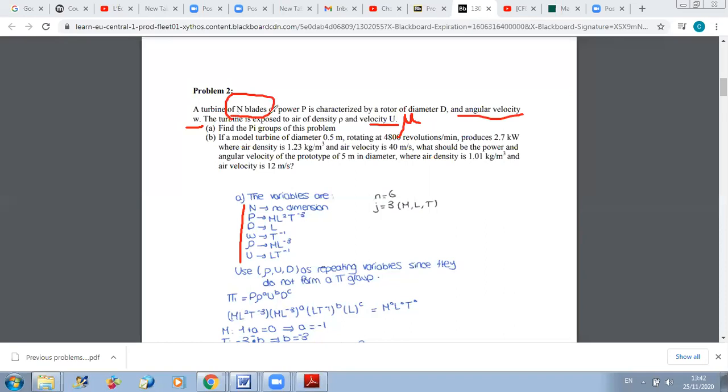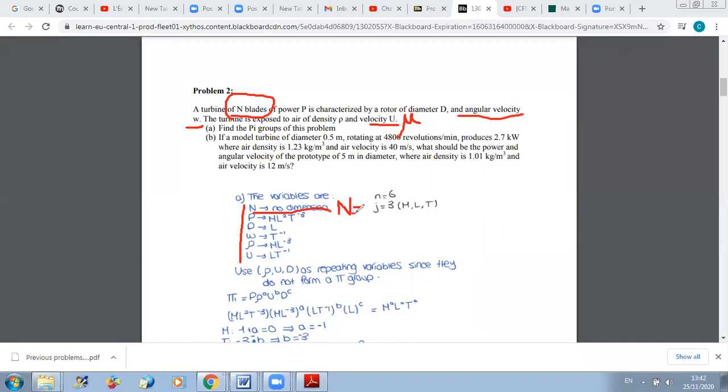Do I have dimensions for the number of blades? No, no dimension. Okay. If it doesn't have dimension, what do you think? Can I form a group with it? No, it is by itself a group. You can say that n constitutes a group by itself. So directly, because n is without dimension, this is your first group.